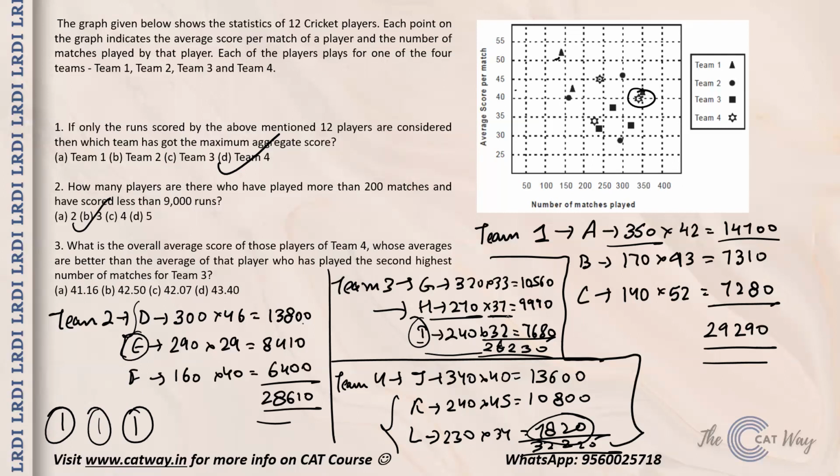whose average is better than, okay, so the people from team 4 whose average is better than 37 are these two, right? And the total runs scored by them is 24,400, and the total number of matches between them is 580. So their average turns out to be 42.00. So the correct answer for the third question is option number C, 42.00.